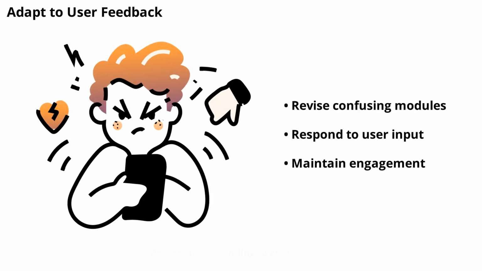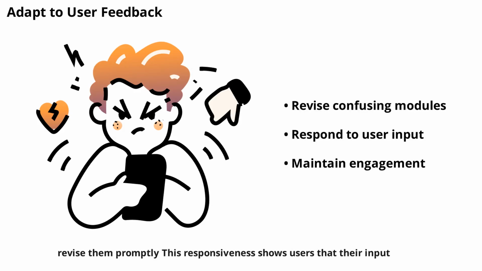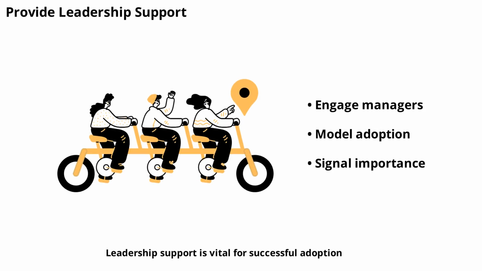Be flexible and willing to adapt your training program based on user feedback. If users find certain modules confusing or unhelpful, revise them promptly. This responsiveness shows users that their input matters and helps maintain high levels of engagement. Leadership support is vital for successful adoption. Encourage managers and executives to champion the software, participate in training, and set an example for others. Visible leadership involvement signals the importance of the initiative and motivates users to engage.